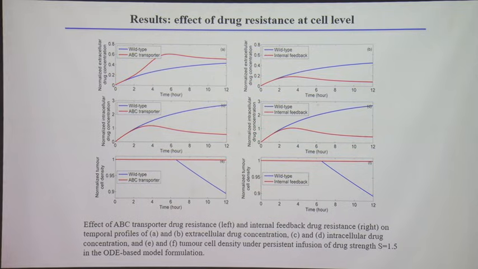So all you need to look at is to compare the figures on the left to the figures on the right. And if you just focus on the red curves, because the red curves model the two different types of drug resistance, and these are the responses at the cellular level. So if we look at the right one first, this is the conventional negative feedback resistance mechanism.